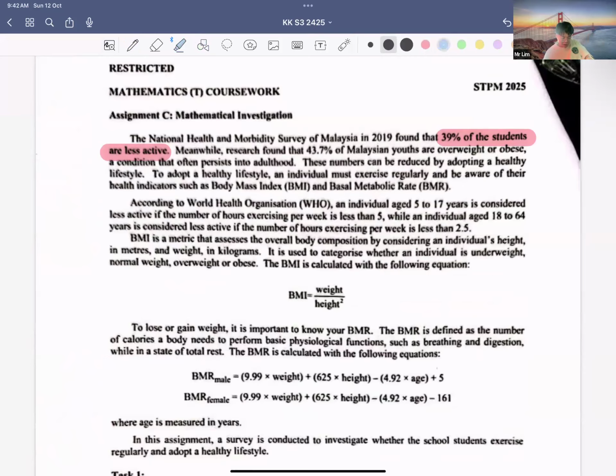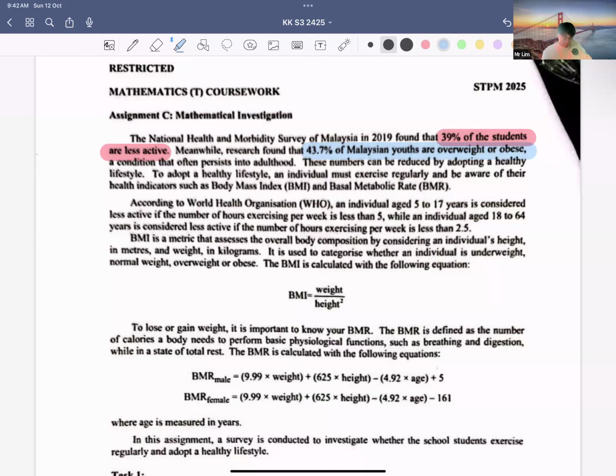Meanwhile, research found that 43.7% of Malaysian youth are overweight or obese, a condition that often persists into adulthood. Then you can read, this number can be reduced, blah blah blah. To adopt a healthy lifestyle, an individual must exercise regularly and be aware of their health indicators such as BMI and BMR. So you are going to see how to calculate it.